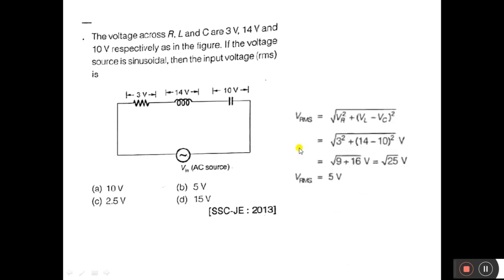So we have the RMS voltage formula for a series RLC circuit: square root of VR square plus VL minus VC square. This is applicable when VL is greater than VC. So here VL is 14, so we write VL minus VC. If VC is greater, we write VC minus VL. If we apply the values, 3 square plus 14 minus 10, 9 plus 4 square 16, square root of 25 becomes 5. The option B is correct one.